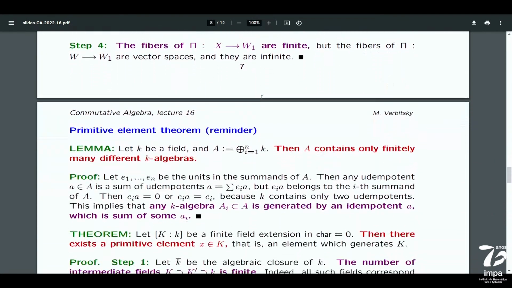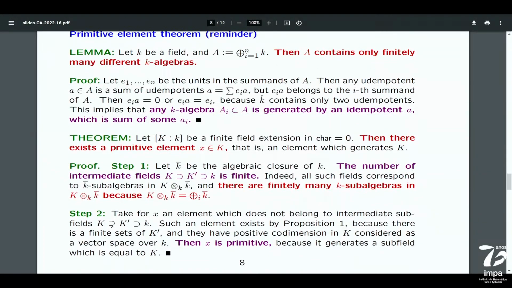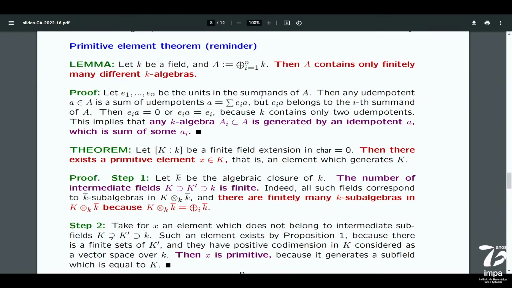Okay. Now I'm reminding you of the primitive element theorem because we are going to use it. And it was sort of left without much comment before. So we have a lemma.